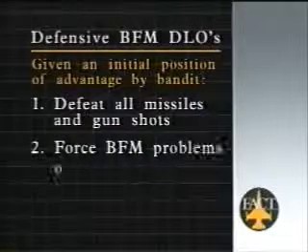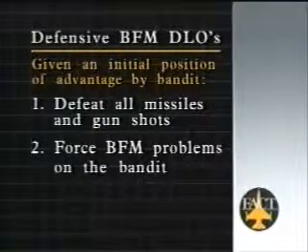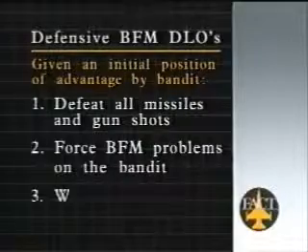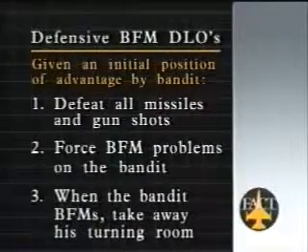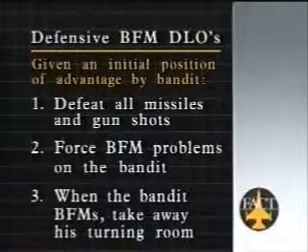BFM problems for the Bandit. He just did some turns and created some BFM problems for us, so now we're going to try to create some BFM problems for him. Then when the Bandit BFMs, we're going to take away his turning room, if we can, or kill him. Or if we can't do that, we're going to try to get out of the fight, separate. Extend, get energy, or get all the way out of the fight and separate. So those are the DLOs for defensive BFM.